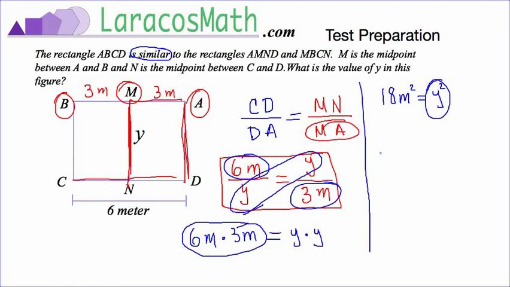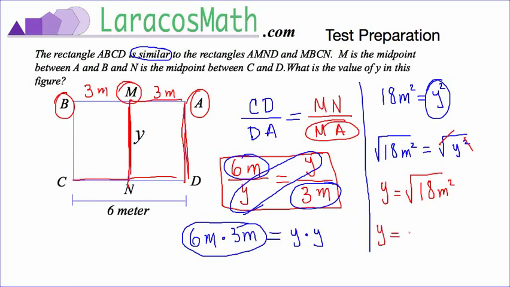So I'm going to apply square root. I'm going to make square root of 18 meter square equals square root of Y square. The square root erases the square, so I'm going to make this operation. So I'm going to make Y equals the square root of 18 meter square. But also I can make a factor for this number. So I'm going to make Y equals the square root of 18.